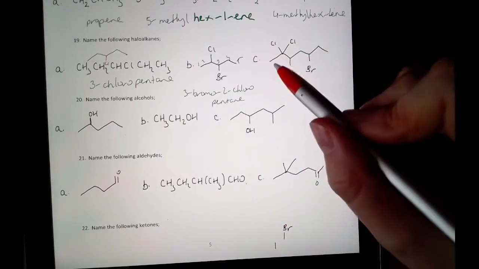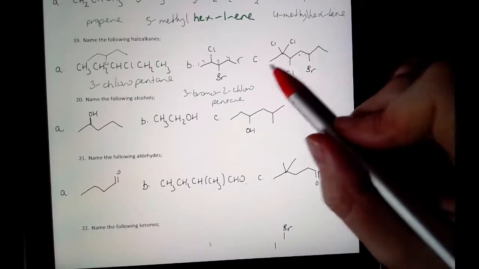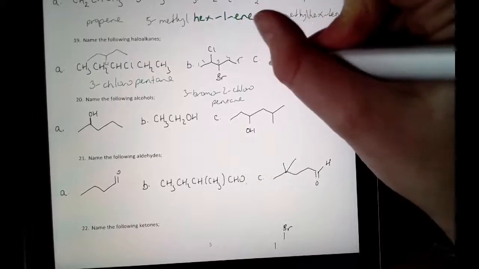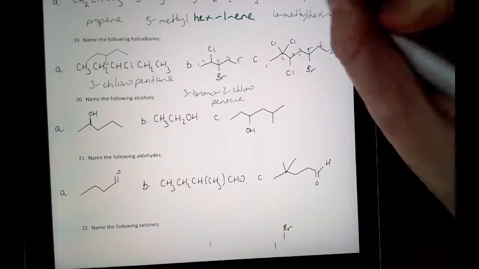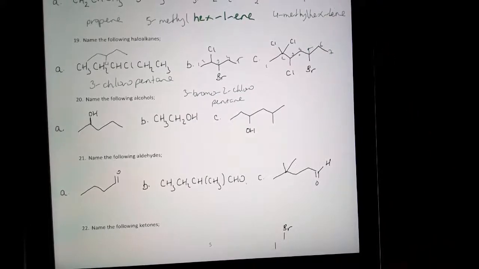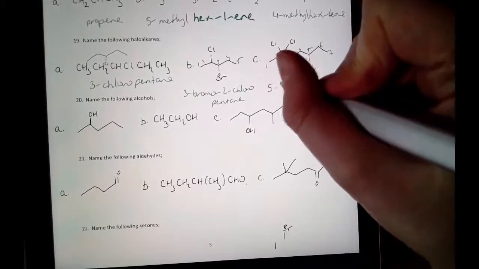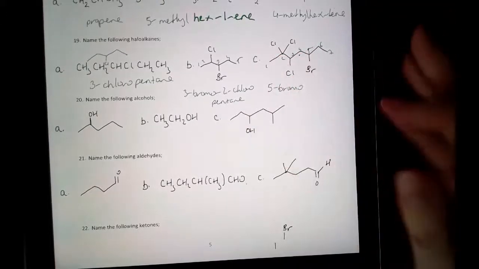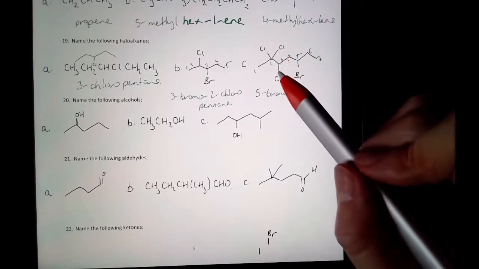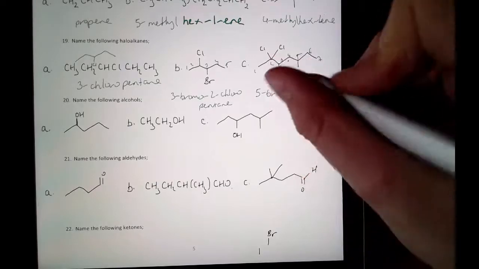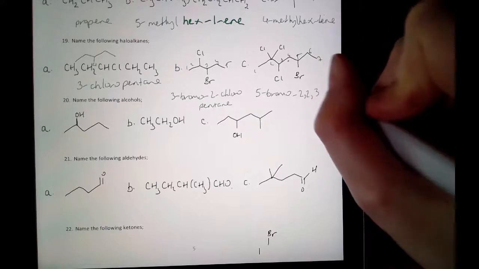Next one up, my longest chain is 1, 2, 3, 4, 5, 6, 7. Okay, and if I number left to right, I get the lower number on my substituent. So I'm going to go 1, 2, 3, 4, 5, 6, 7. Bromine again comes before chlorine alphabetically. So I'm going to start this off by saying that it's 5-bromo. And if I look at my chlorines, I've got 3 of them in total. 2 of them are on carbon 2. The third is on carbon 3. So it's going to be 2, 2, 3.